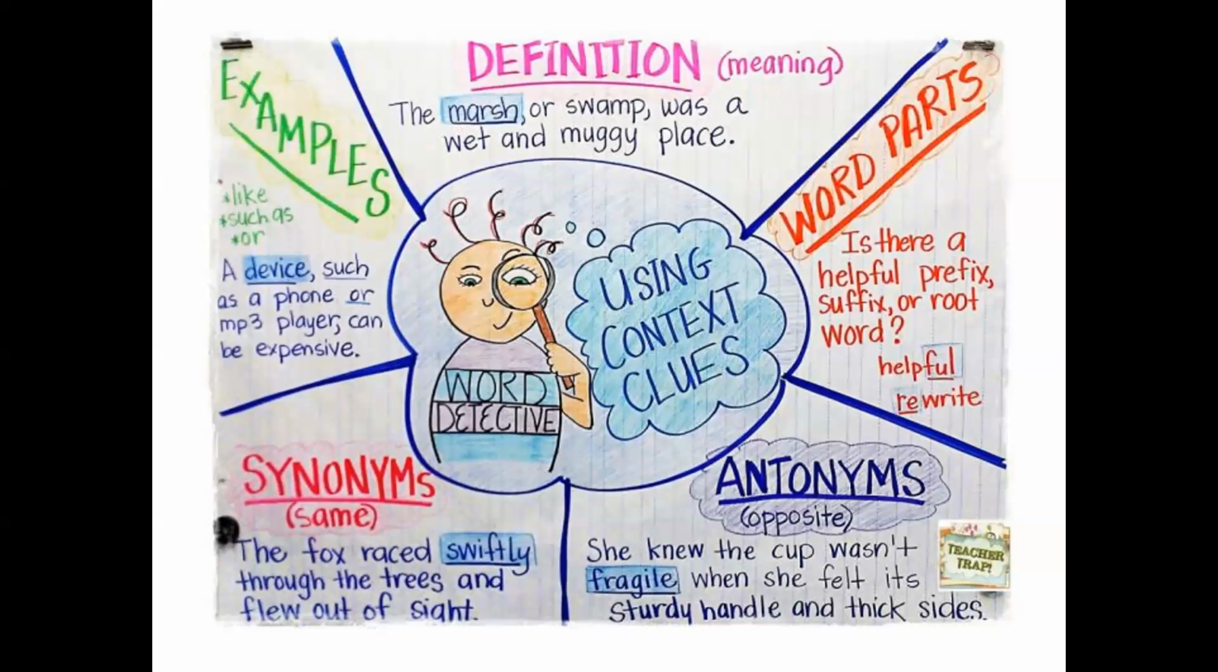So if I put that together based on the definition, I will understand that if I need to rewrite something, that means I need to do it again, okay? So that's one way also that we can look for context clues to help us establish a word we don't know. Another way is using examples.